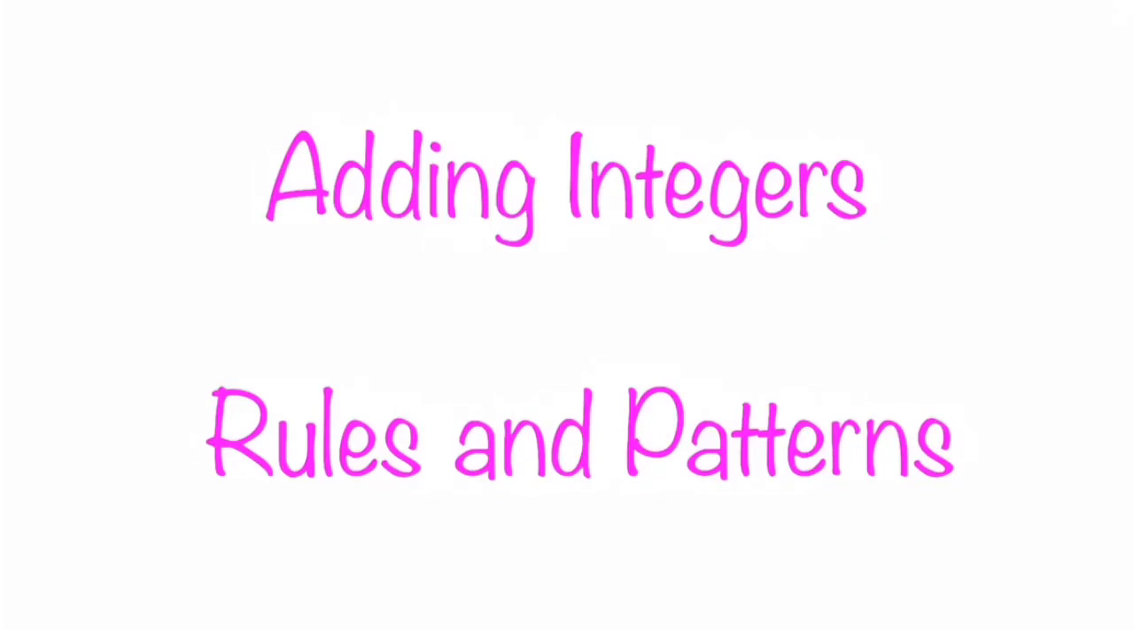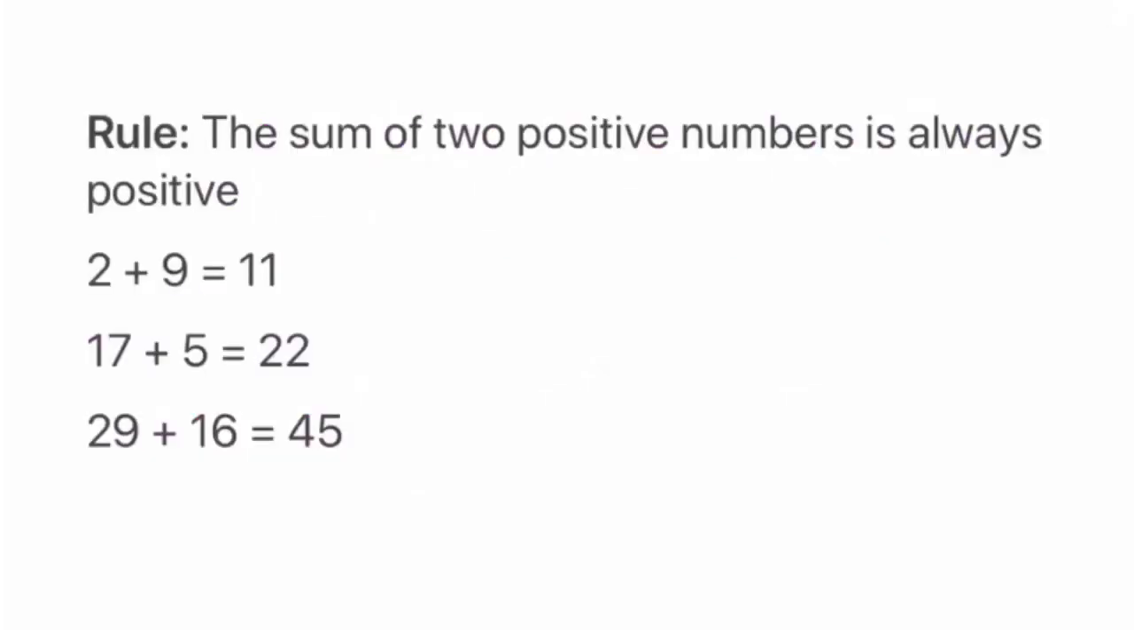So the first rule that I want to talk about is when you're adding two numbers that are the same. So here we're looking at adding two positive numbers. And you guys have been adding positive numbers since kindergarten, so this should be a pretty easy rule for us to remember. When you're adding two positive numbers, your answer is always positive.